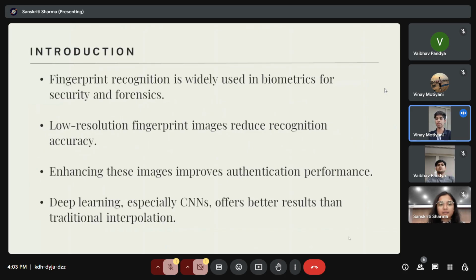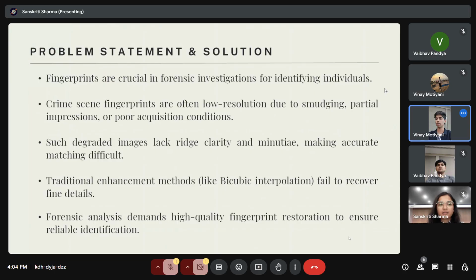Our problem statement is: in forensic investigations, fingerprint evidence plays a vital role in identifying individuals and linking them to crime scenes. However, fingerprints collected from such environments are often of low quality due to smudging, partial impressions, environmental conditions, or poor acquisition devices. These low resolution images can lack the fine details and minutiae required for reliable matching and identification.